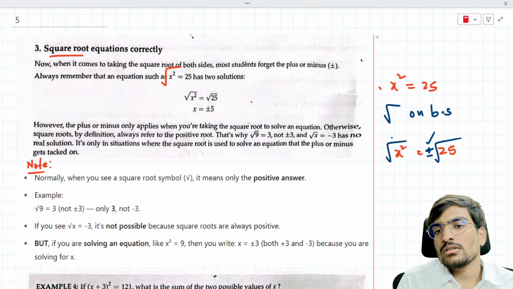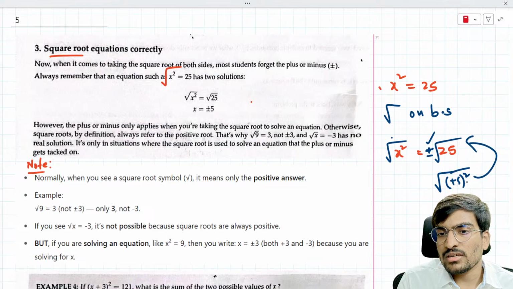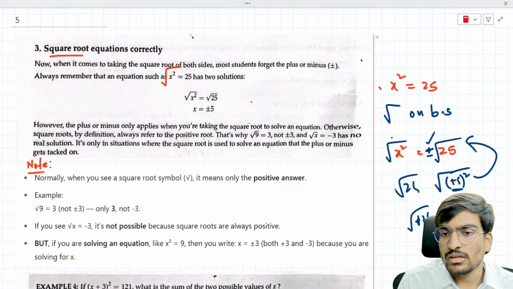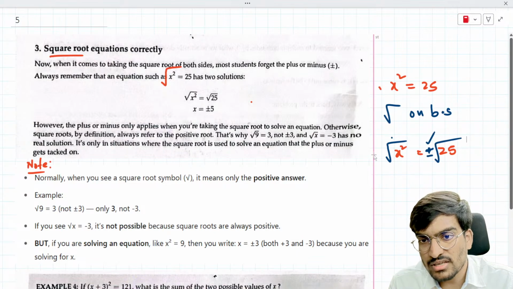Now people think that root of positive 5 whole square and root of negative 5 whole square will give you the same result. No, positive 5 squared will be 25, negative 5 squared will be positive 25 only. But this is not the reason. So go back and watch there. As of now, I'm moving with this info itself, not now, just once class is done.